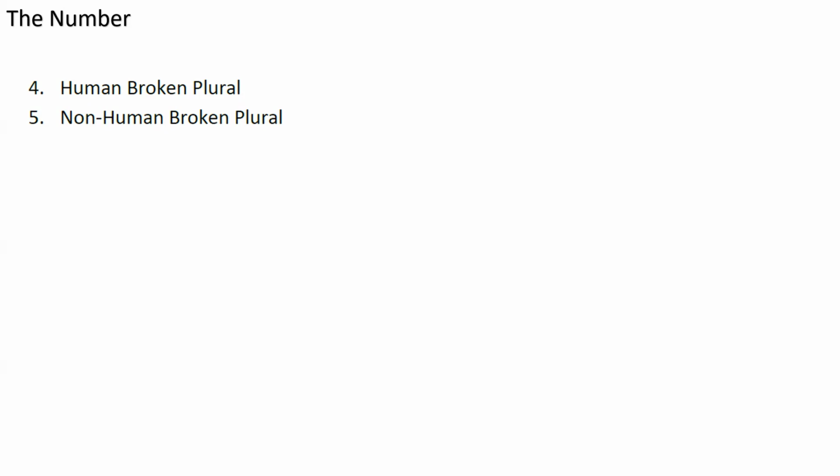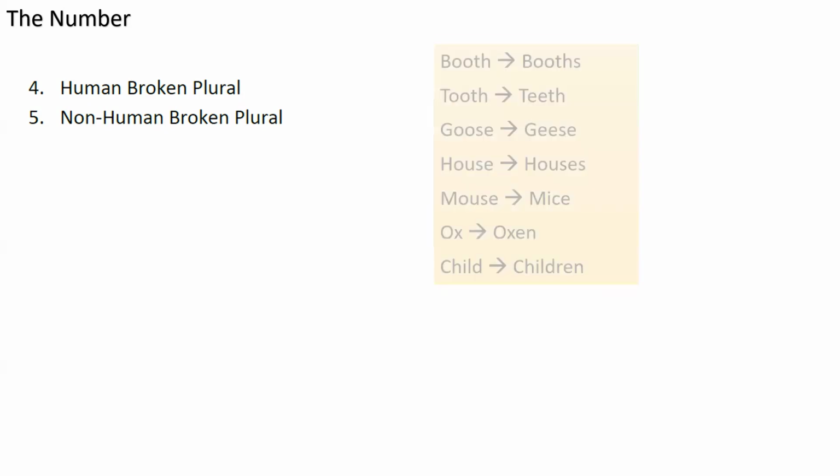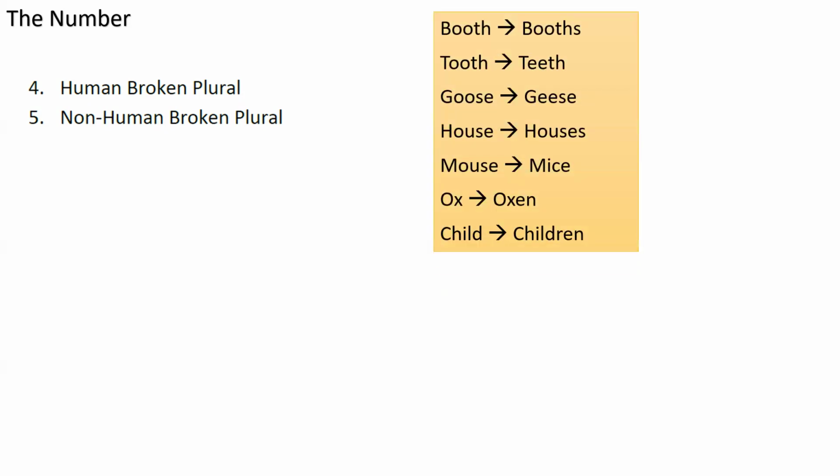But in English, for example, tooth. What is the plural of tooth in English? Teeth, you can see on the screen, right? Goose is geese. Did you add an S to tooth? No. House is houses, no problem. But mouse is not mouses. Mouse is mice. Ox is oxen. Child is children. It's not childs with an S, right?